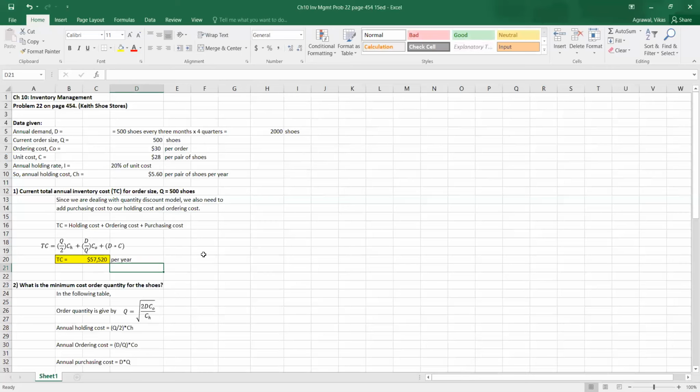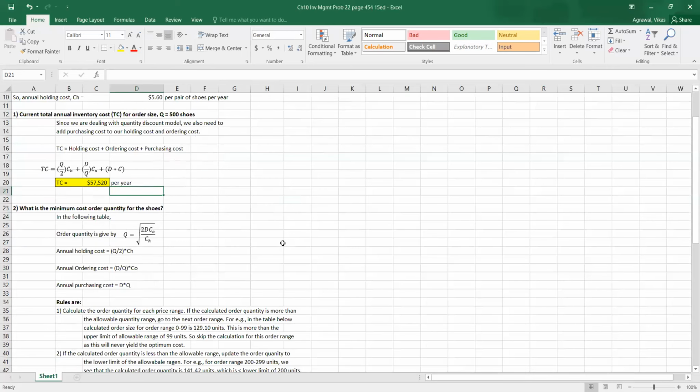So this is how much you are spending per year to manage the inventory. That includes your holding cost, your ordering cost, and your purchasing cost. So now the question is, can you lower it down? Can you lower it down further?